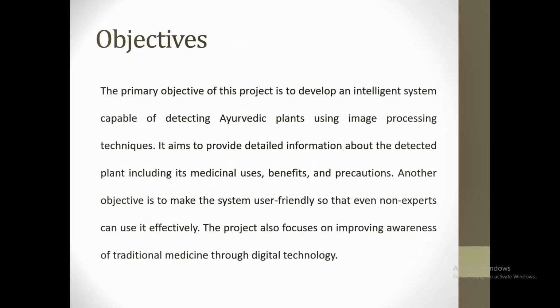The primary objectives of this project are to develop an intelligent system which is capable of detecting Ayurvedic plants and also display medicinal values of that plant. This project will make use of image processing techniques which would help to identify the kind or category of the plant to which it belongs. Another objective is to make the system user friendly so that even non-experts can use it effectively. This project focuses on improving awareness of traditional medicine through digital technology. These are our prime objectives.